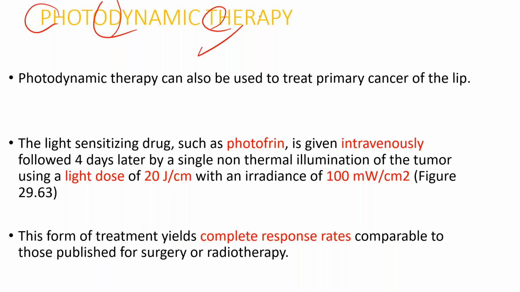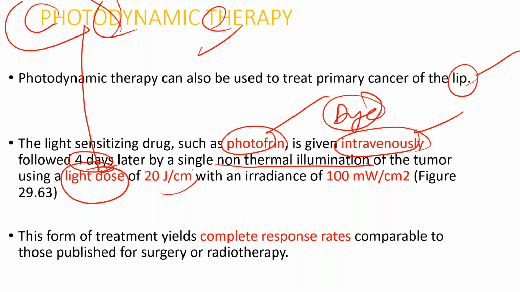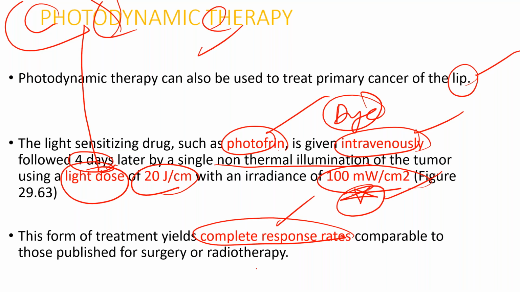Last part of oral cancer is photodynamic therapy. It is helpful in the cancer treatment of the lip. Photoporphyrin is a dye that is injected intravenously, followed four days later by thermal illumination. What is photodynamic therapy? Photo means they give a light dose of 20 joules per centimeter, 100 milliwatts per square centimeter, with complete response rates comparable to radiotherapy.